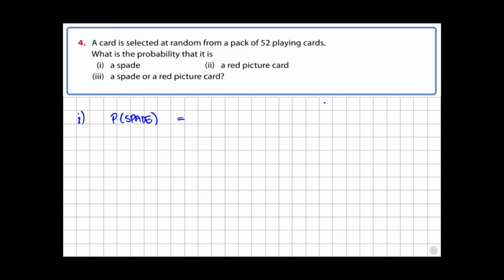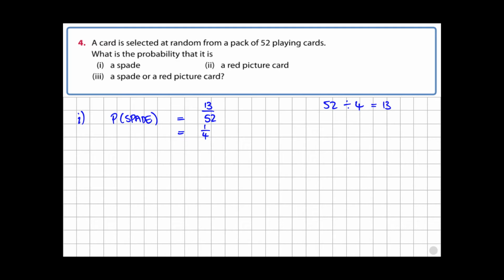So there's 52 cards in total in a pack, but there's 4 suits. So 52 divided by 4 will give us how many spades there are. 52 divided by 4 gives us 13. So that means that there's 13 of each suit in a pack, right? So there's 13 spades in a pack. If there's 13 spades in a pack, that's 13 out of 52, and that will simplify down to 1 over 4.